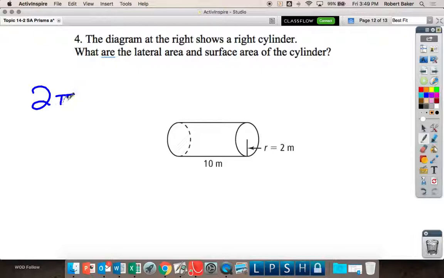2 pi r h plus 2 pi r squared. That's in your notes. That's on the next page. How to find the lateral surface area and total surface area of a cylinder. Alright, so we just plug and chug. 2 pi, what is the radius?